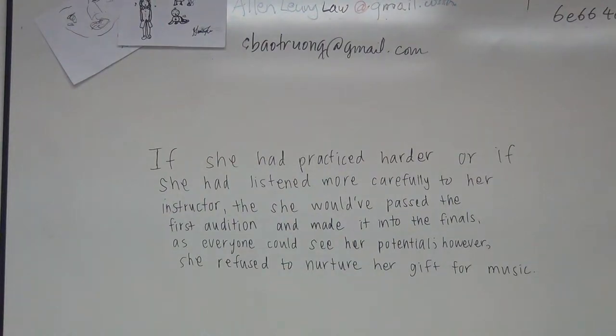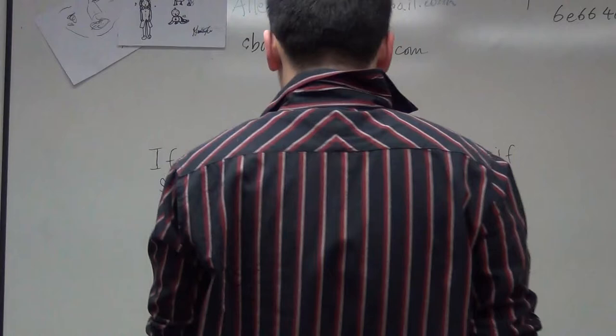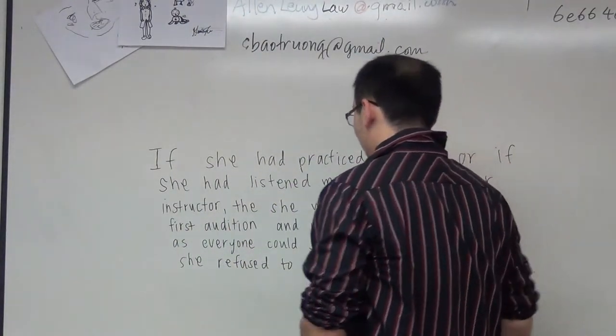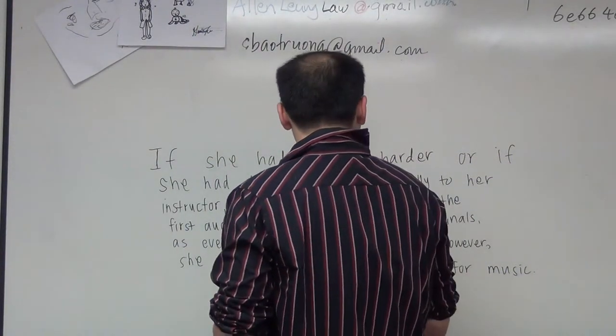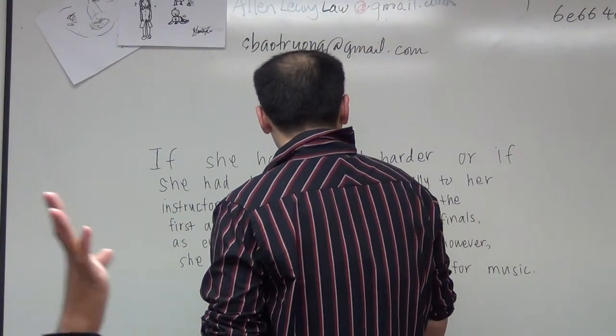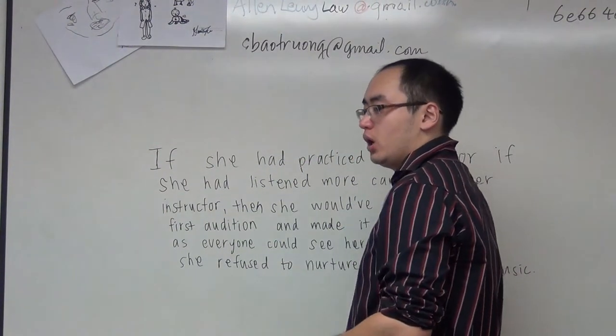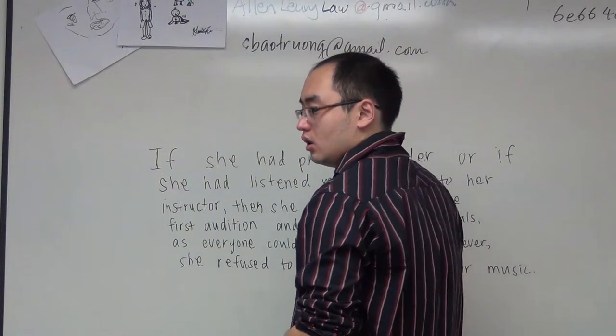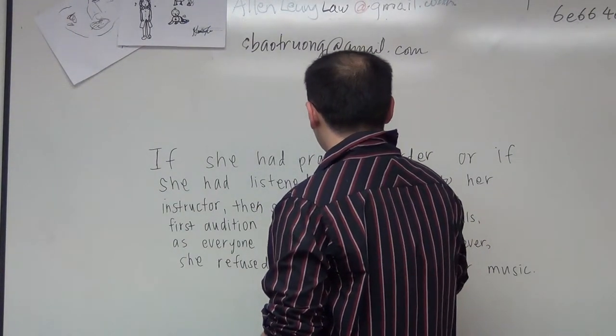What are we left with? If she had practiced harder or if she had listened more carefully to her instructor, then she would have passed the first audition and made it into the finals, as everyone could see her potential. However, she refused to nurture her gifts for music. Oh, you mean it's then, right? Yeah. Okay. Michael, how can we make this even better? Maybe put an N there first. We usually don't want contractions within a formal sentence, so rather than saying would've, we say would have.